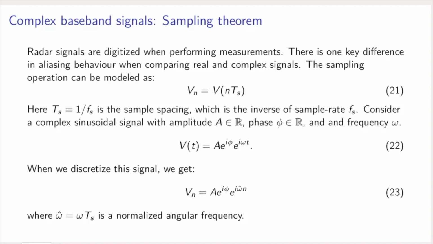The aliasing behavior can be demonstrated by investigating the aliasing behavior of a single spectral component of a signal, which is a complex exponential signal shown in equation 22. When we discretize this signal with a certain sample rate, fs, or a sample spacing, ts, we obtain a discrete time signal, which is given in equation 23. The continuous time angular frequency omega is now replaced with a discrete time normalized angular frequency, omega hat, which has units of radians per sample.